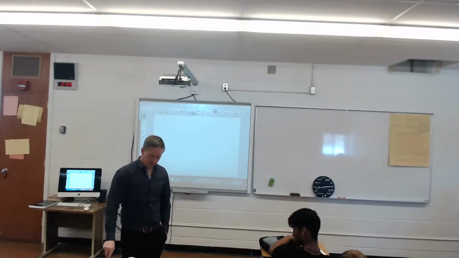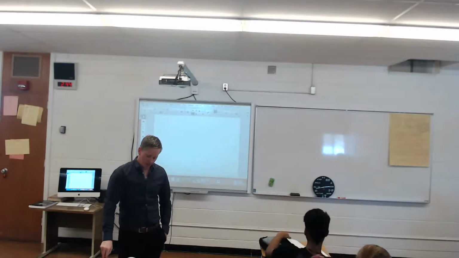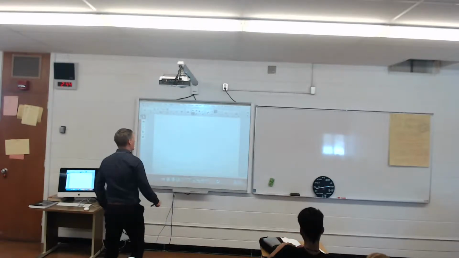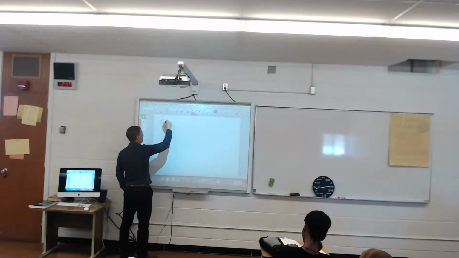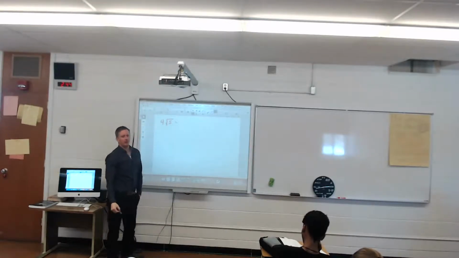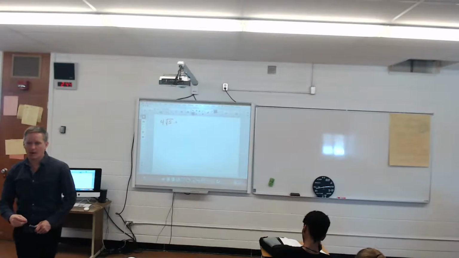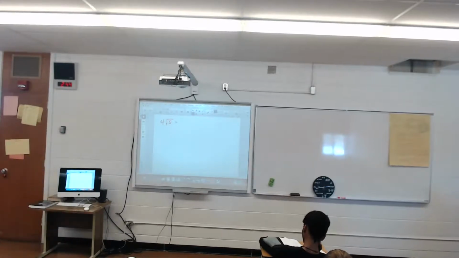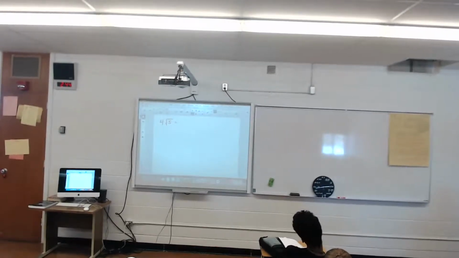All right, express each mixed radical as an equivalent entire radical. All right, so I've got 4 times the square root of 5, and I want to make them both square roots, one singular square root. How do I do it? We did this the other day. Square root of 4 squared, and then times root 5.